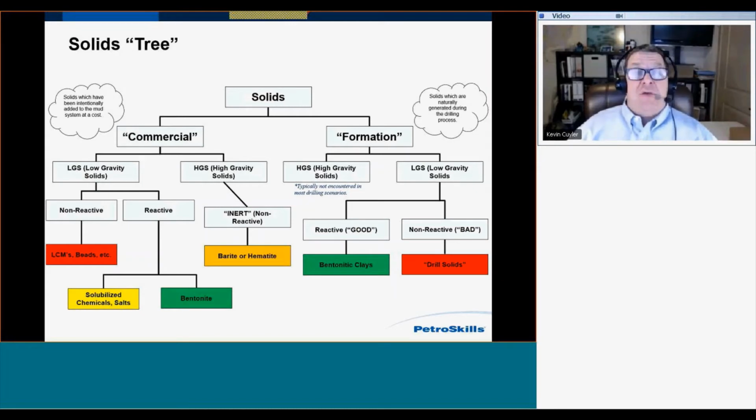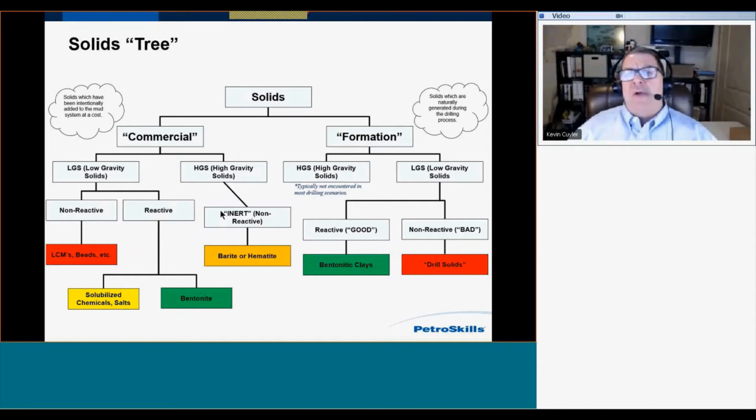We also have reactive low-gravity solids that are the solubilized ones that I've already mentioned, the salt that we add to the system for salinity. We may add caustic for pH and lime for alkalinity also in our system. So these are commercial low-gravity solids. We also have commercial high-gravity solids. And for the most part, with very few exceptions, these are inert.